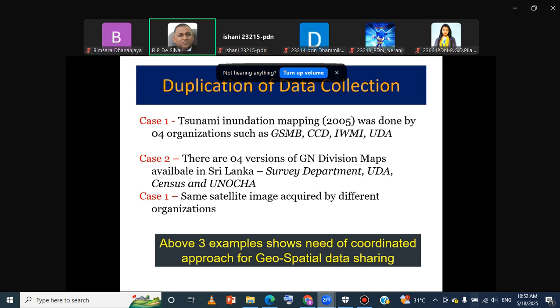Because the differences are due to the base data. The base data layers that you use are different. Boundaries, there is no standard format for boundaries. So everything is variable, and then you can't produce standard products. When you see that everything is varying, you cannot have a standard product.